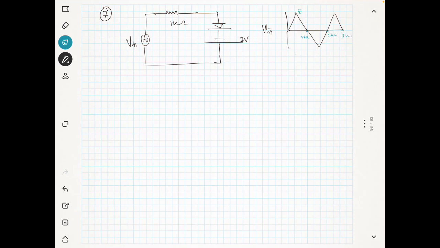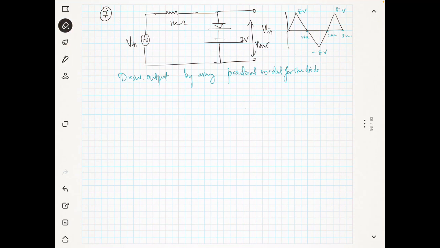And the maximum value is 8 volt, and this minimum value is -8 volt. Now you have to draw the output by assuming the practical model for the diode. I will show you, you have to take the output from here. So this is your V out, and the V in is given, this is V in. Now we will write the answer here.